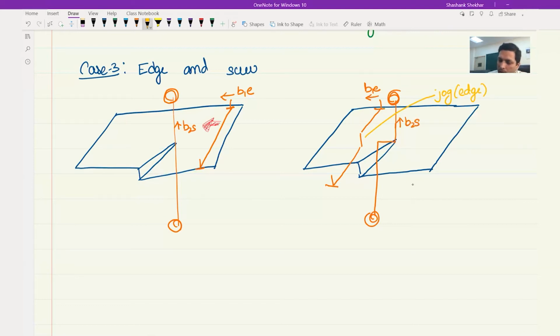Now you can see that this is the dislocation line, and the Burgers vector is like this. Therefore, this is edge in character. Now over here, this is the dislocation line, and the magnitude, of course, we will look at in just a moment. And this is the Burgers vector. So this is also edge in character. And this is step 1, this is step 2.